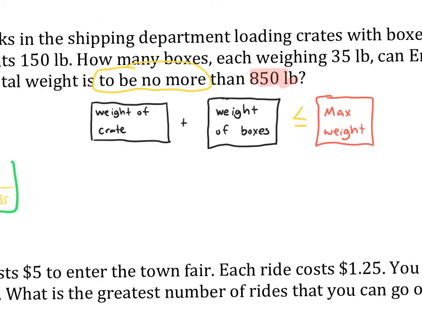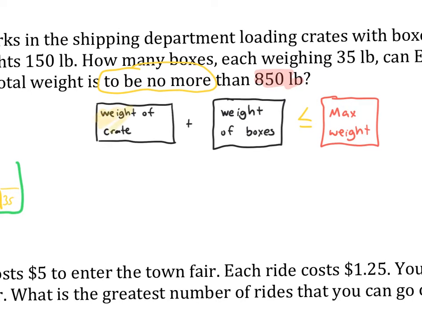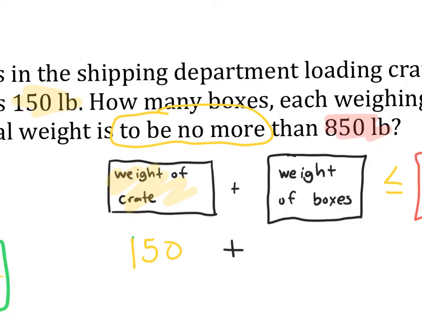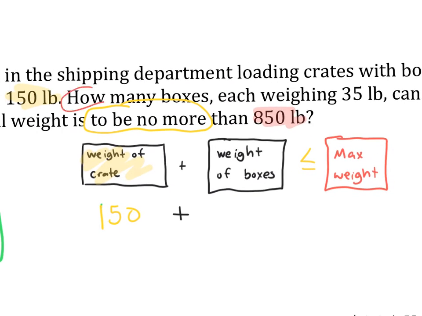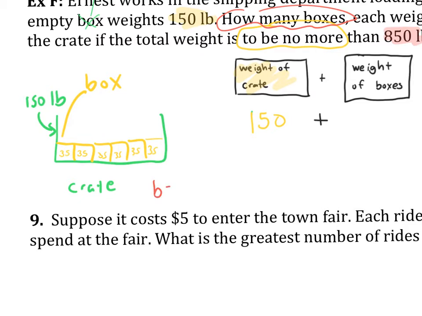As we are setting this up, we have to think what we're adding together. What we're adding together is poundage. We've got the weight of a crate, we've got the weight of all the boxes, and it's got to be less than or equal to the maximum weight, the weight that we're allowed. Well, we know one of these already, very straightforward. We know that the weight of the crate is 150 pounds. That's given to us. So if I just bring that down and say 150 belongs here, plus, what about the weight of the boxes? We don't know how many boxes because, folks, that's the question. It's asking us how many boxes. So let's define that over here. Let's say B is the number of boxes that I'm going to have.